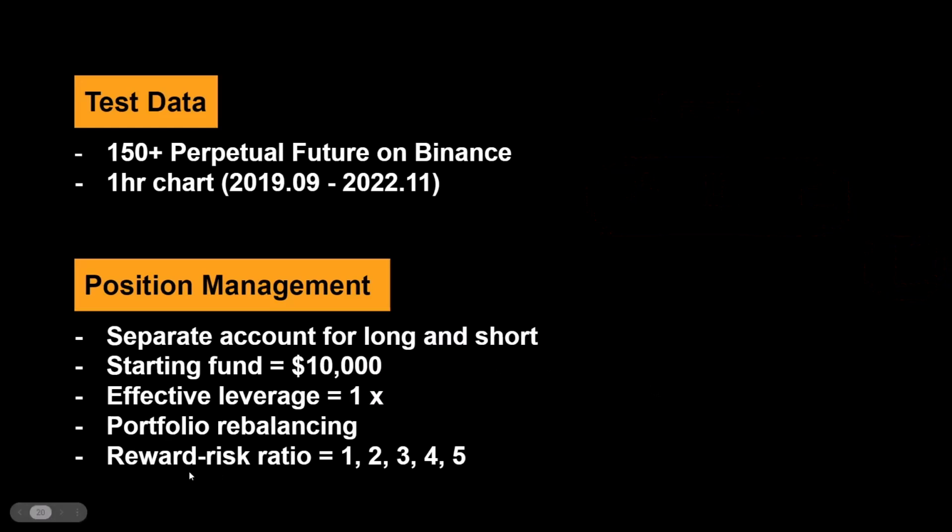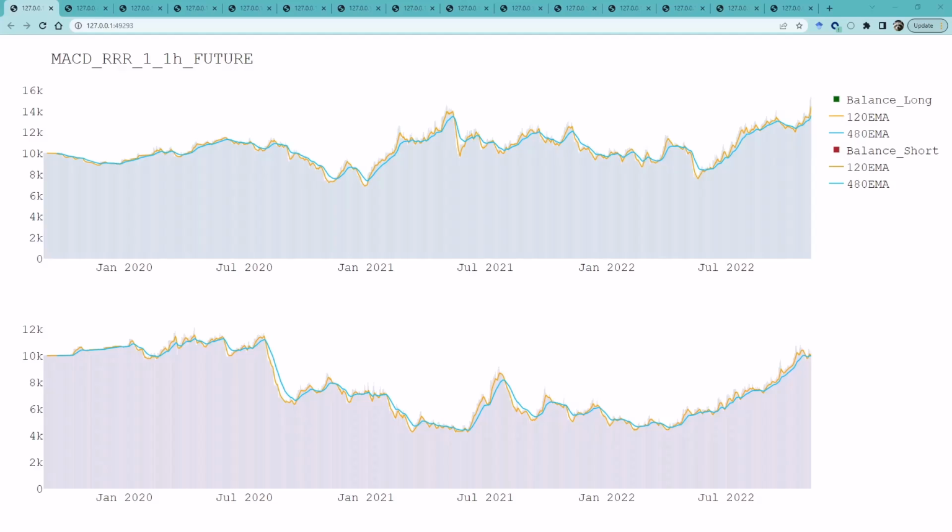And lastly, we tested different reward risk ratios: 1, 2, 3, 4, 5. We're curious how different strategies perform under different reward risk ratio setups. So that's really it. Let's take a look at the results.